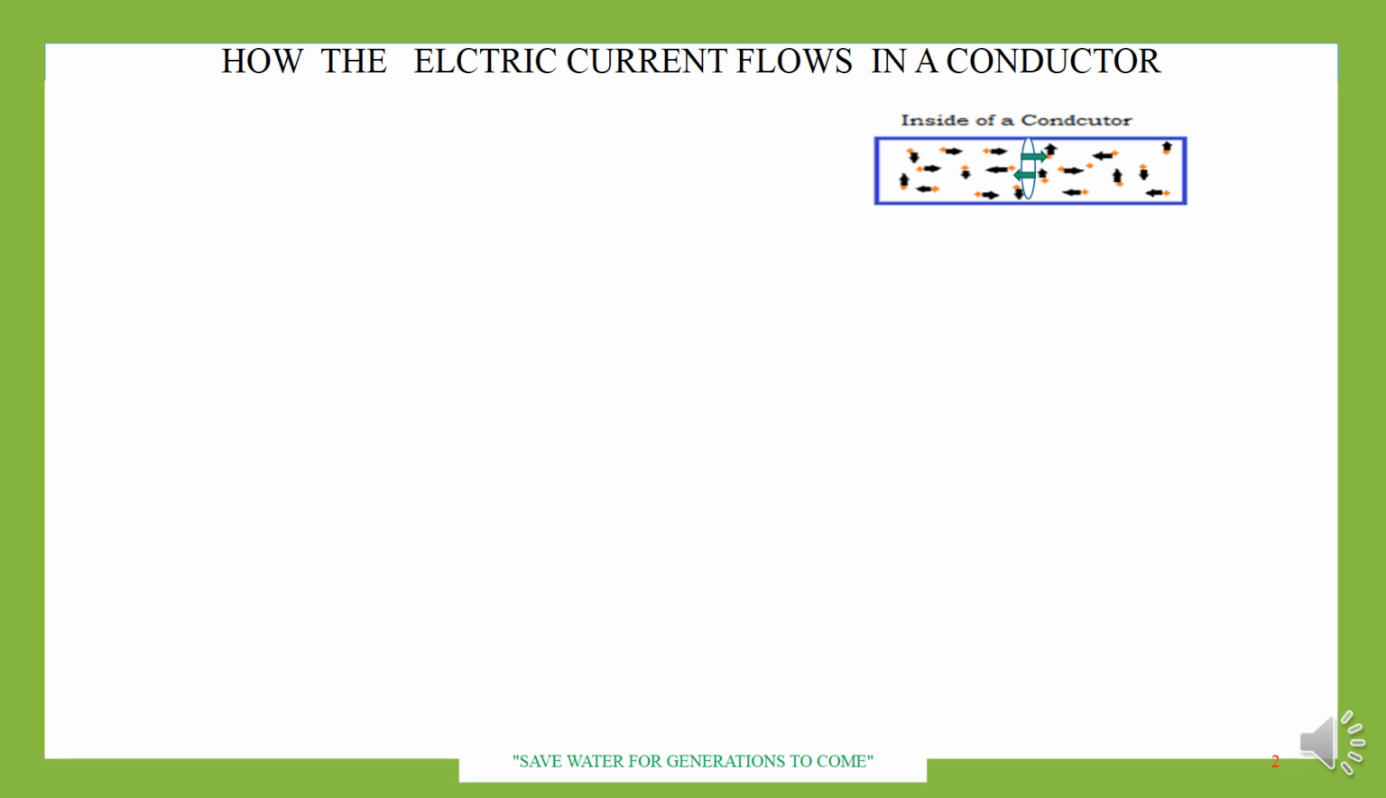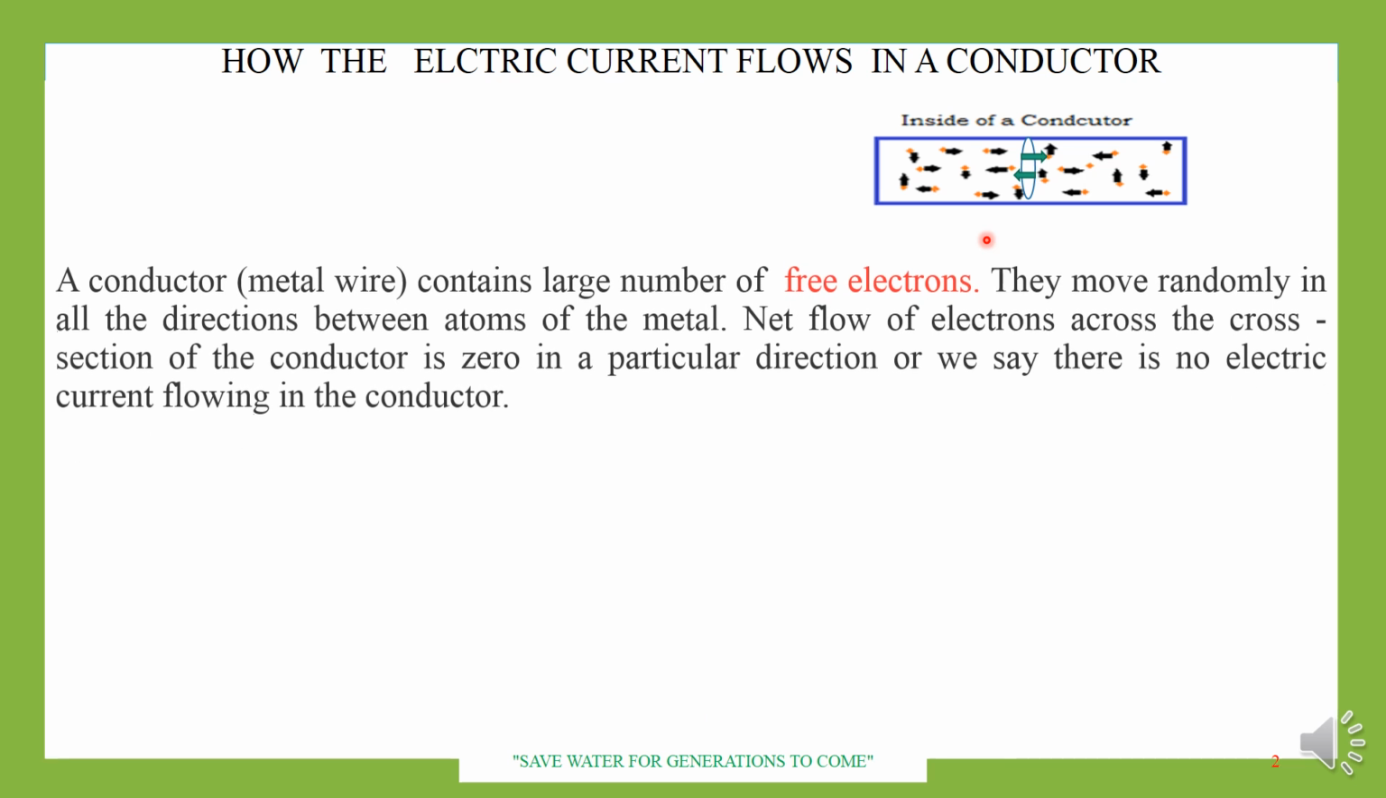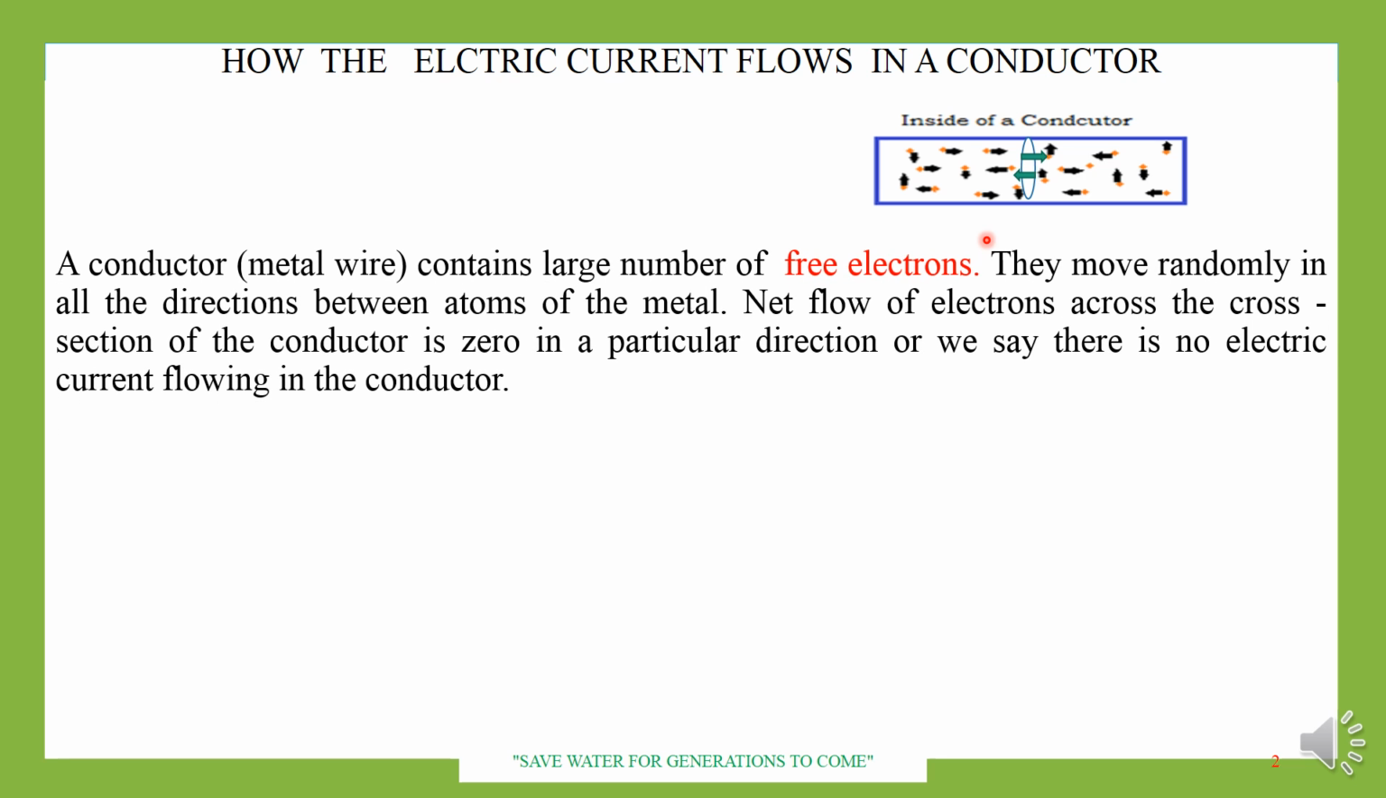So here the net flow of electrons through a cross-sectional area, this cross-sectional area of the conductor, in one direction is 0, because the number of electrons going from left to right and from right to left is equal. So we say that there is no flow of electric current in the conductor, which is lying just in front of us and is not connected to any source.